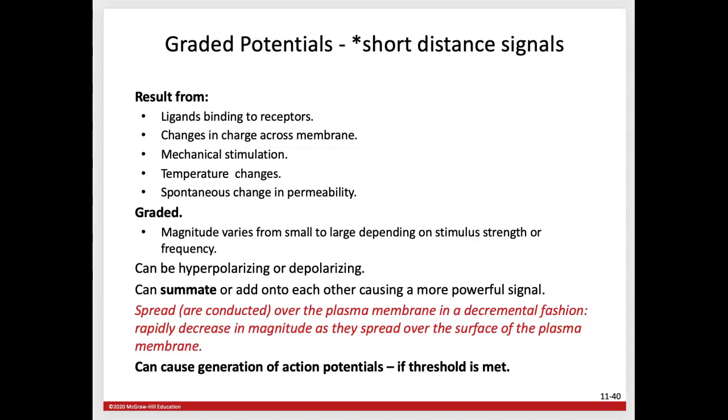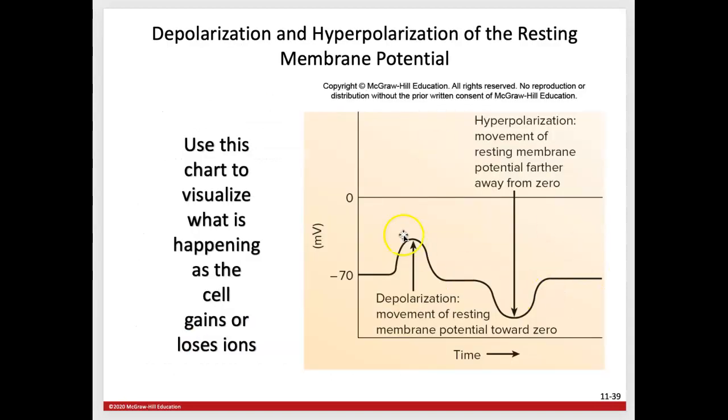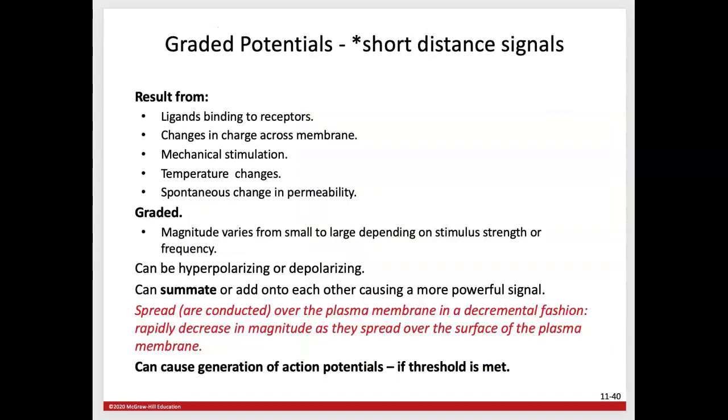For graded potentials, the magnitude varies from small to large depending on the stimulus strength or the frequency. They can be hyperpolarizing or depolarizing, just like what was shown in this picture here, but we haven't met threshold in order to fire an action potential. So a graded potential is just a slight change in the membrane potential, not reaching threshold, which we'll talk about a little bit more as we talk through this.